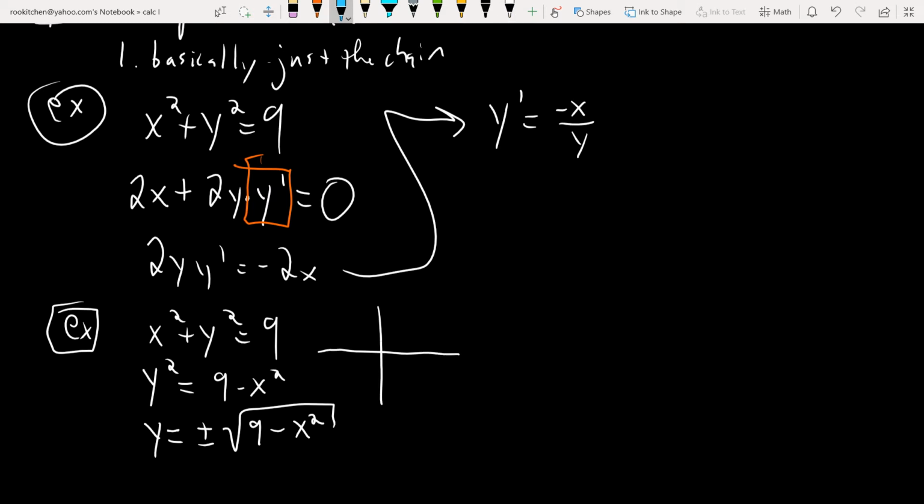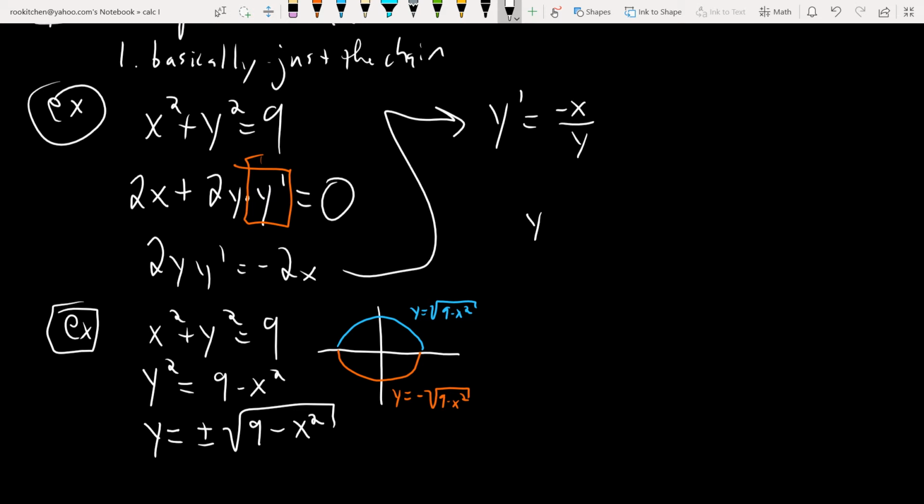the plus square root 9 minus x squared would be the upper hemisphere of a circle. Okay, so that'd be y equals plus square root 9 minus x squared. And then the y equals negative would be the lower hemisphere of the circle. Okay, so y equals negative square root 9 minus x squared. Okay, so anyways, let's get the derivatives, right?